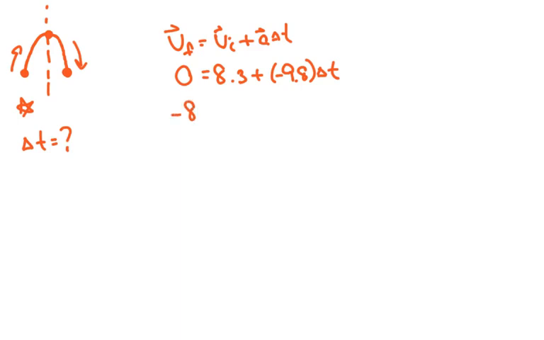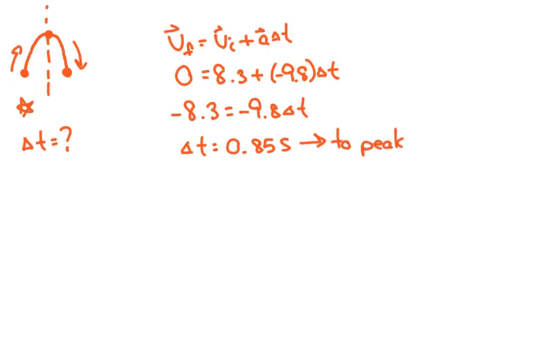Can move the 8.3 over. Divide by negative 9.8, round it to 2 sig figs. We get 0.85 seconds. Specifically 0.85 seconds to the peak. This is half of the motion we're looking at, so to get the full time to get back down to the initial position, multiply this by 2. So the entire time to get from ball released up to the peak and back down would be 1.7 seconds.